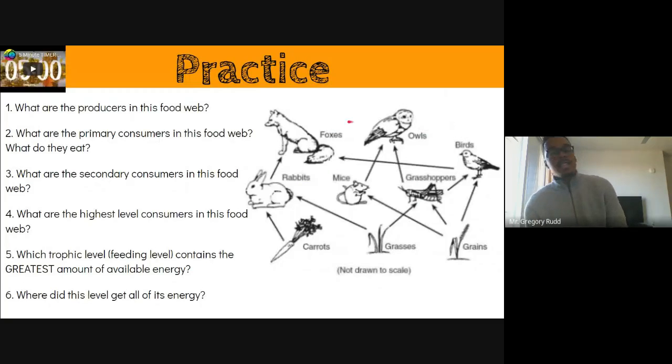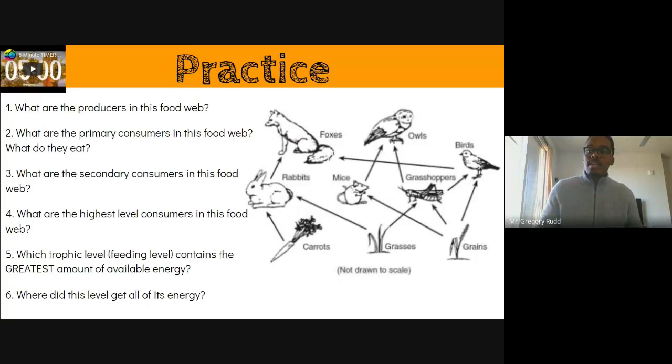Now we can even call the fox a tertiary consumer because if we look, the fox eats the bird, which is also a tertiary consumer, because the bird eats the grasshopper, which eats the grass. So there are 1, 2, 3 levels to get to the fox. So we can consider it a tertiary consumer.